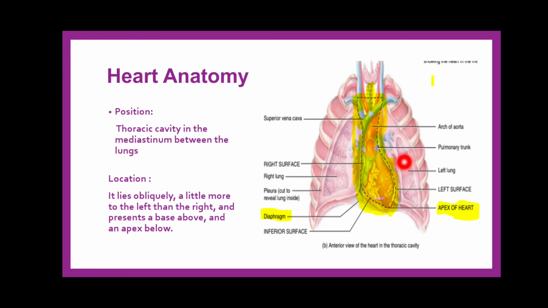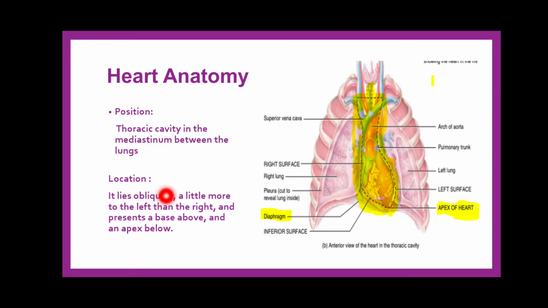If you will see, these are the ribs. If you will see, these are the 2 lungs. And this is the cone shaped muscular organ, which is nothing but heart, which lies in the thoracic cavity. Mediastinum, between the lungs. In between the lungs.